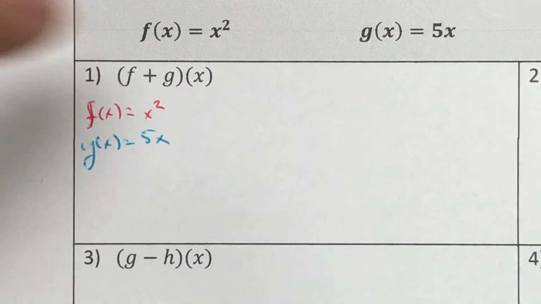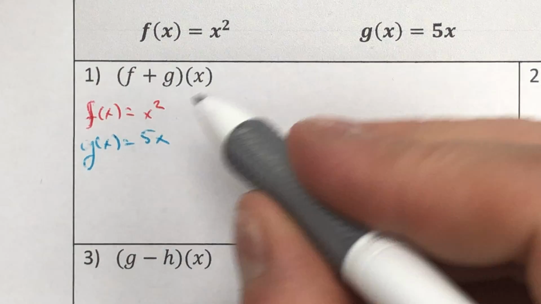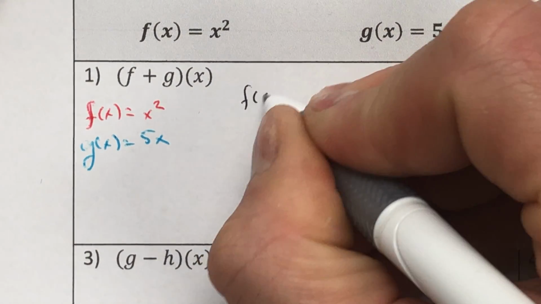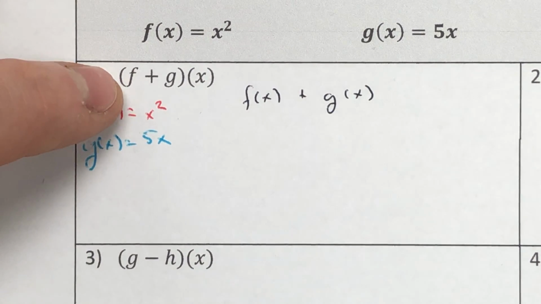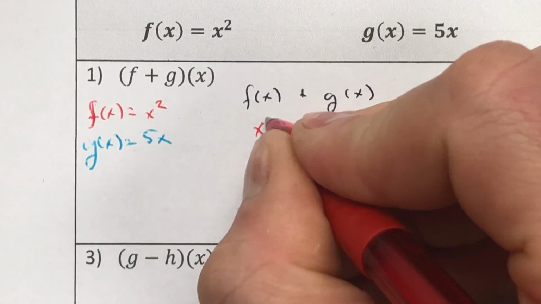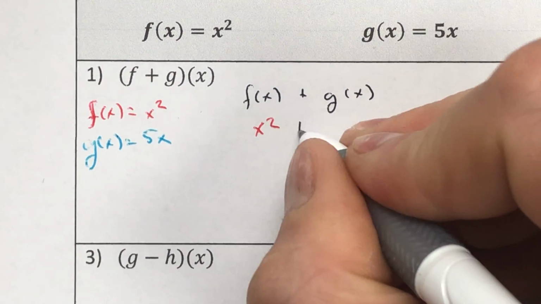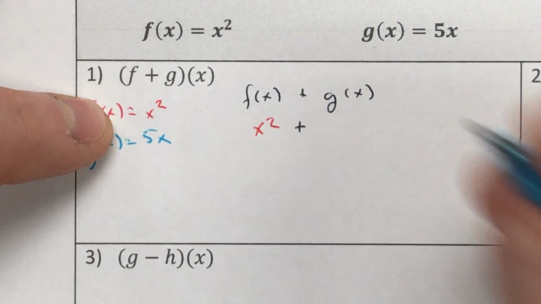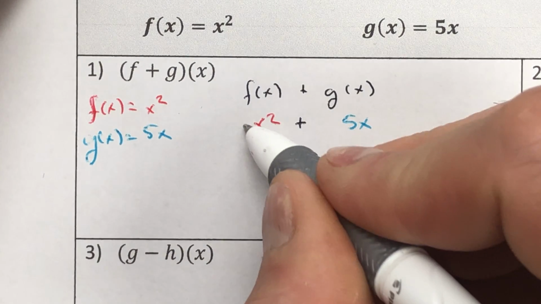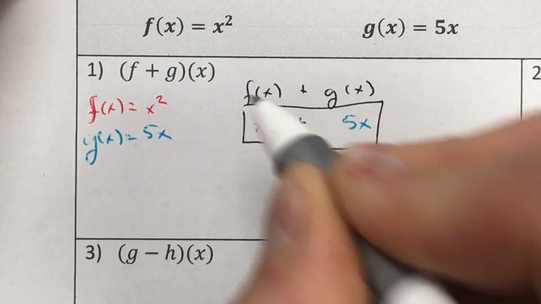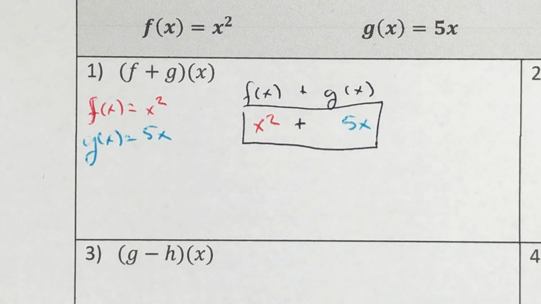So if I take f plus g of x, quite literally what this is telling me to do is take f of x and add it to g of x, which means I'm going to replace my f of x with my x squared, and I'm going to add it to my g of x, which in this case is going to be 5x. Now, here I can't really do anything other than say, okay, that's it. If there were any terms to combine, I would do it. If there was anything that I could simplify or distribute, I would. But at this point, that's all that I can do before moving forward.